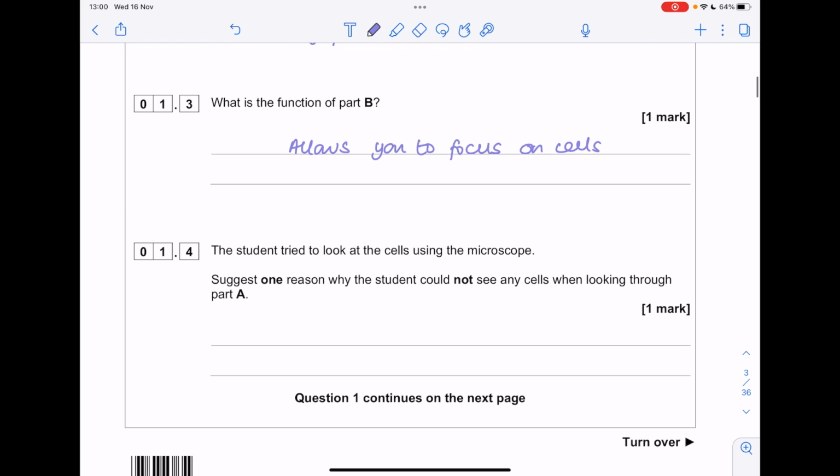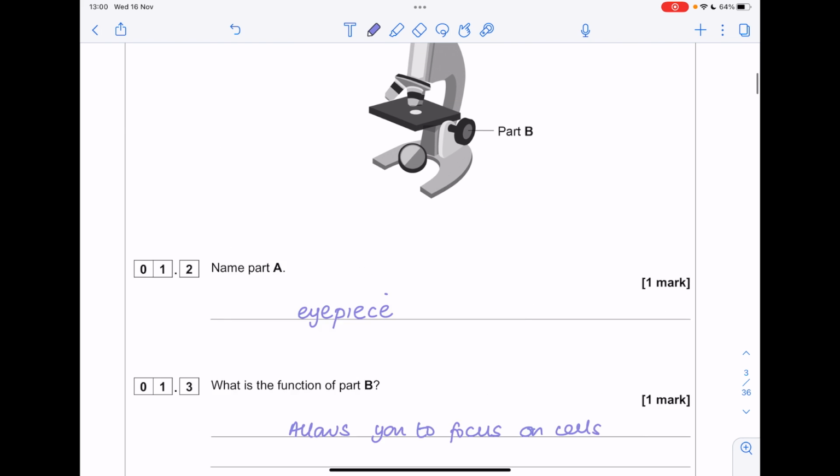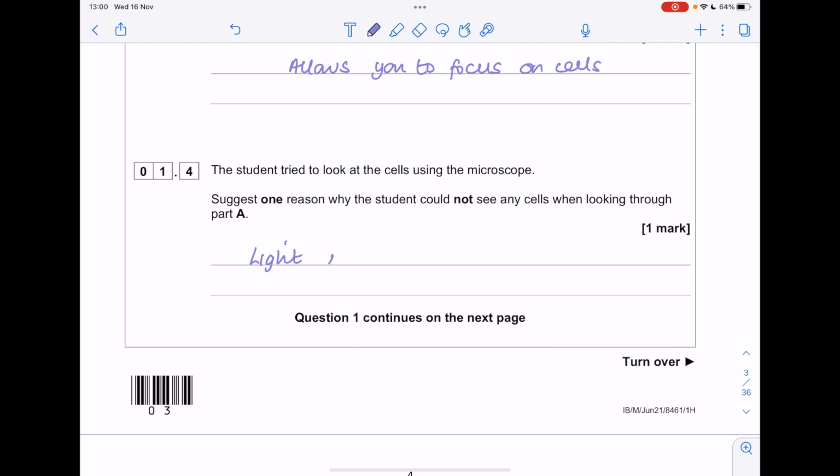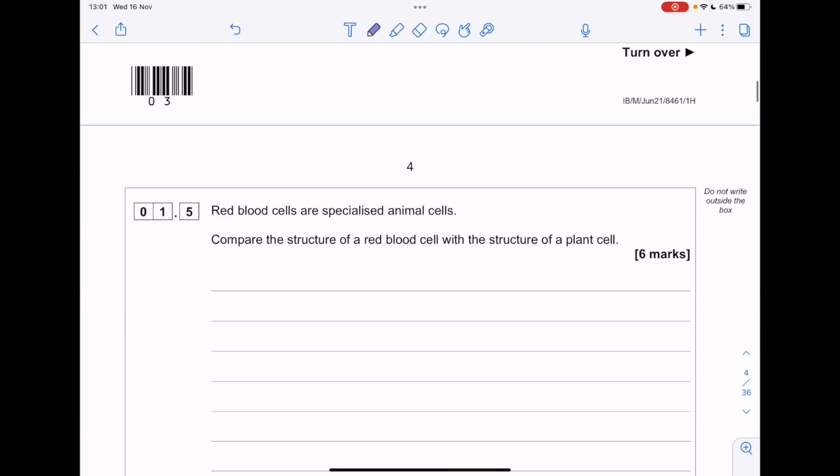The student tried to look at the cells using the microscope. Suggest one reason why the student could not see any cells when looking through part A. Maybe the light wasn't switched on after all. It is a light microscope. However, there are lots of options. You could have said that potentially there were no cells in the field of view, that the slide wasn't in the correct position, the lens was dirty, the microscope wasn't focused.